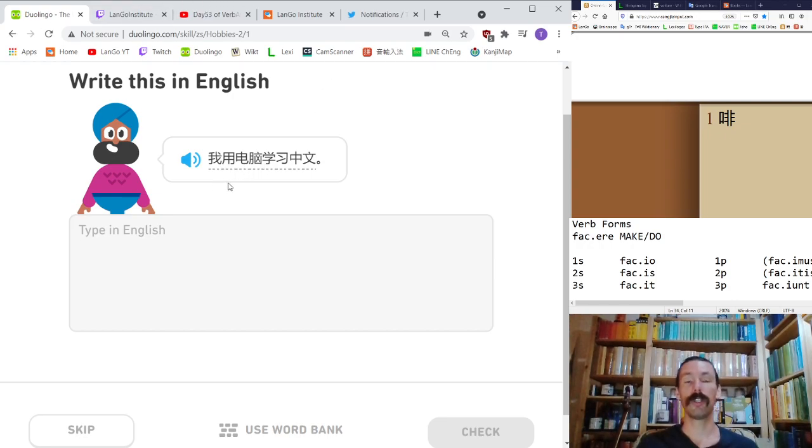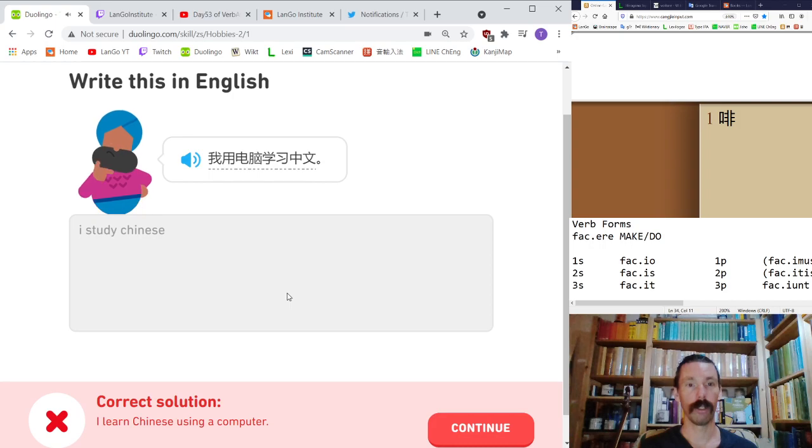我用电脑学习中文. Alright, so it's a couple ways to look at it. A sequence of verb object phrases. Use computer, transitive phrase, and then 学习中文, study Chinese. And an elegant way to translate it is to take this as an instrumental, using such and such means, with, by means of. The kernel here, I study Chinese language.